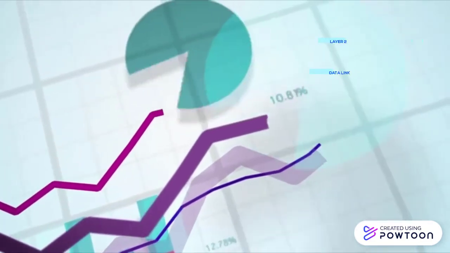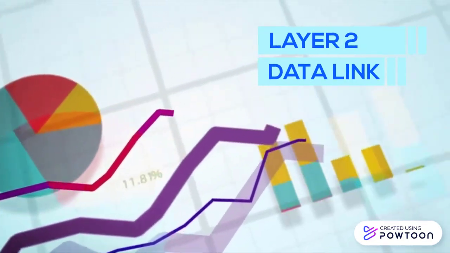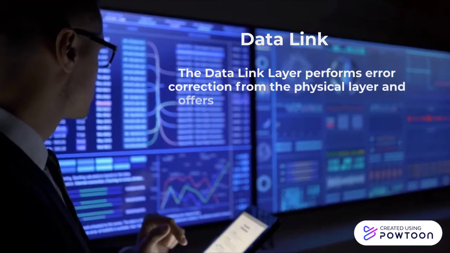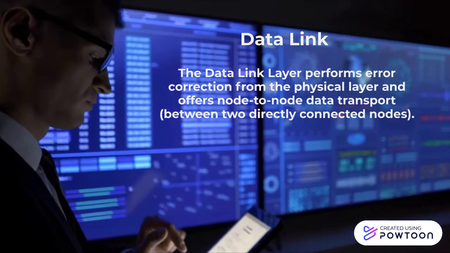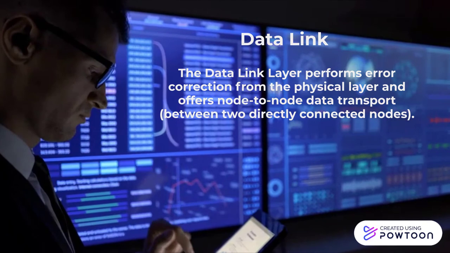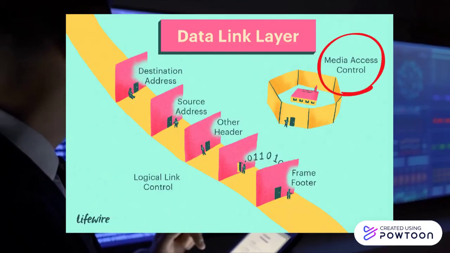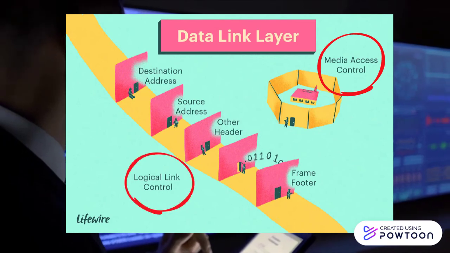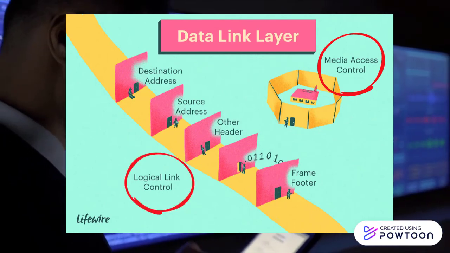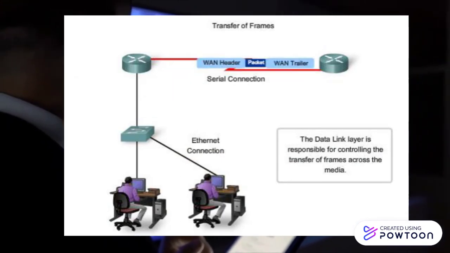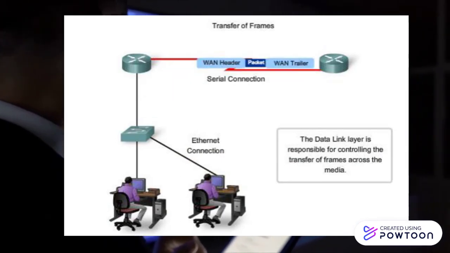Next is Layer 2, or the data link layer. The data link layer performs error correction from the physical layer and offers node-to-node data transfer between two directly connected nodes. The media access control layer and the logical link control layer are both present here. The majority of switches in the networking world operate here at Layer 2.